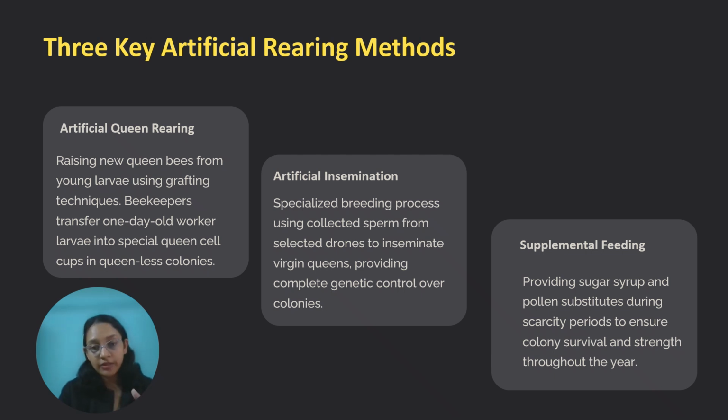Then supplemental feeding, providing sugar syrup and pollen substitutes during scarcity periods to ensure the colony survives and remains strong even during the tough times of the year.